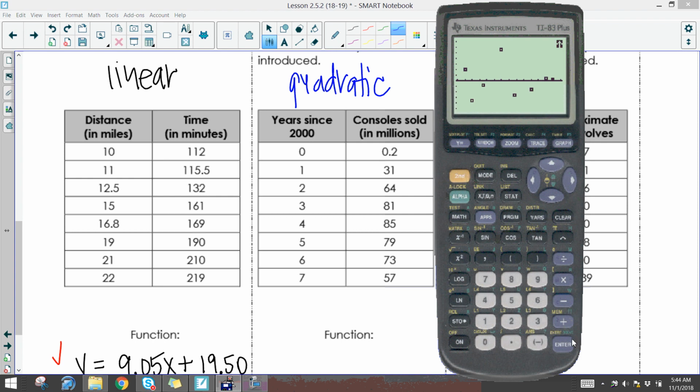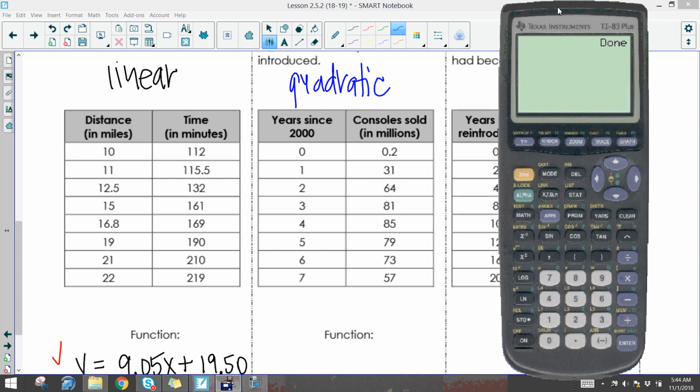Again, we're going to hit second plus 7, 1, 2, get rid of all of the data from the last problem. Otherwise, your residuals are still there, your stat plots are still on, and it gets really messy. So we hit stat, edit, and we're going to put in this data. So we have 0, 1, 2, 3, 4, 5, 6, and 7. Arrow over. We have 0.2, 31. Whoa, see? There you go. It's really important to check your math.